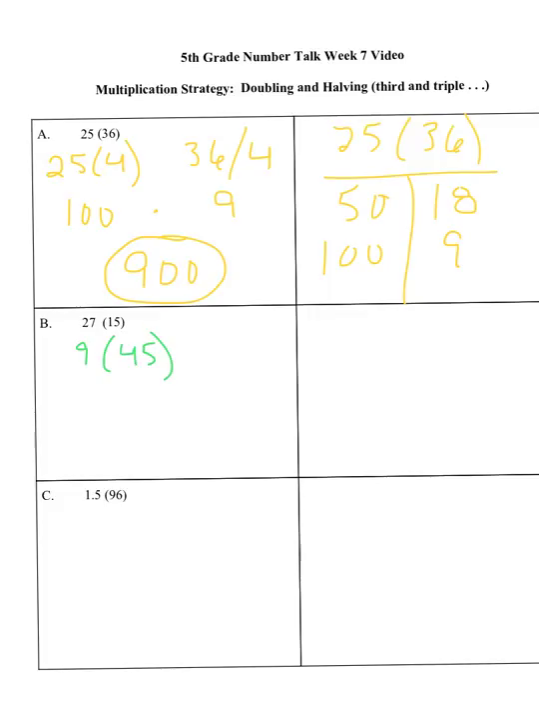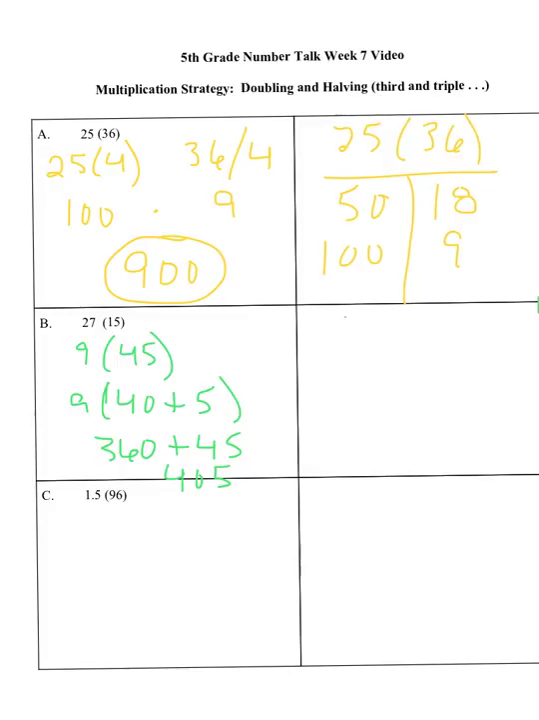Because I know 9 groups of 40 is 360. 9 groups of 5 is 45. So then I'm left with an answer of 405. Or we may actually do the other way.